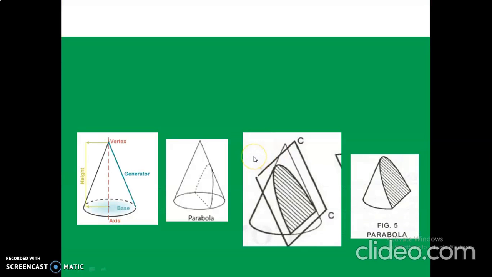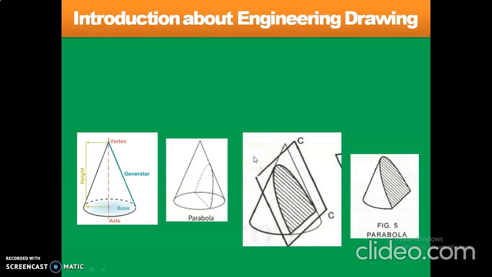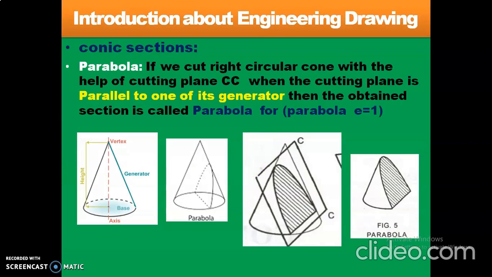Next conic section, parabola. So how can we get the parabola shape? If we cut the right circular cone with the help of cutting plane CC, when the cutting plane is parallel to one of its generators, then the obtained section is called parabola shape. So this is about parabola.